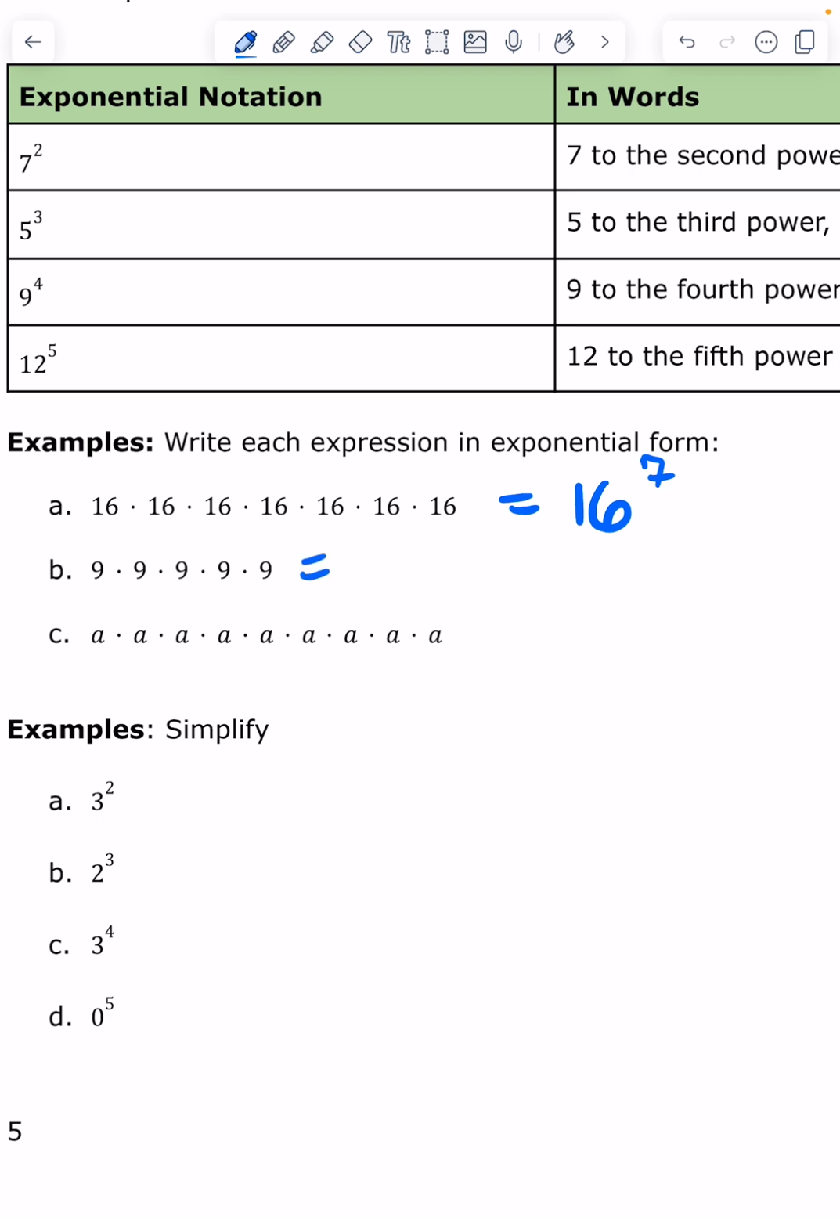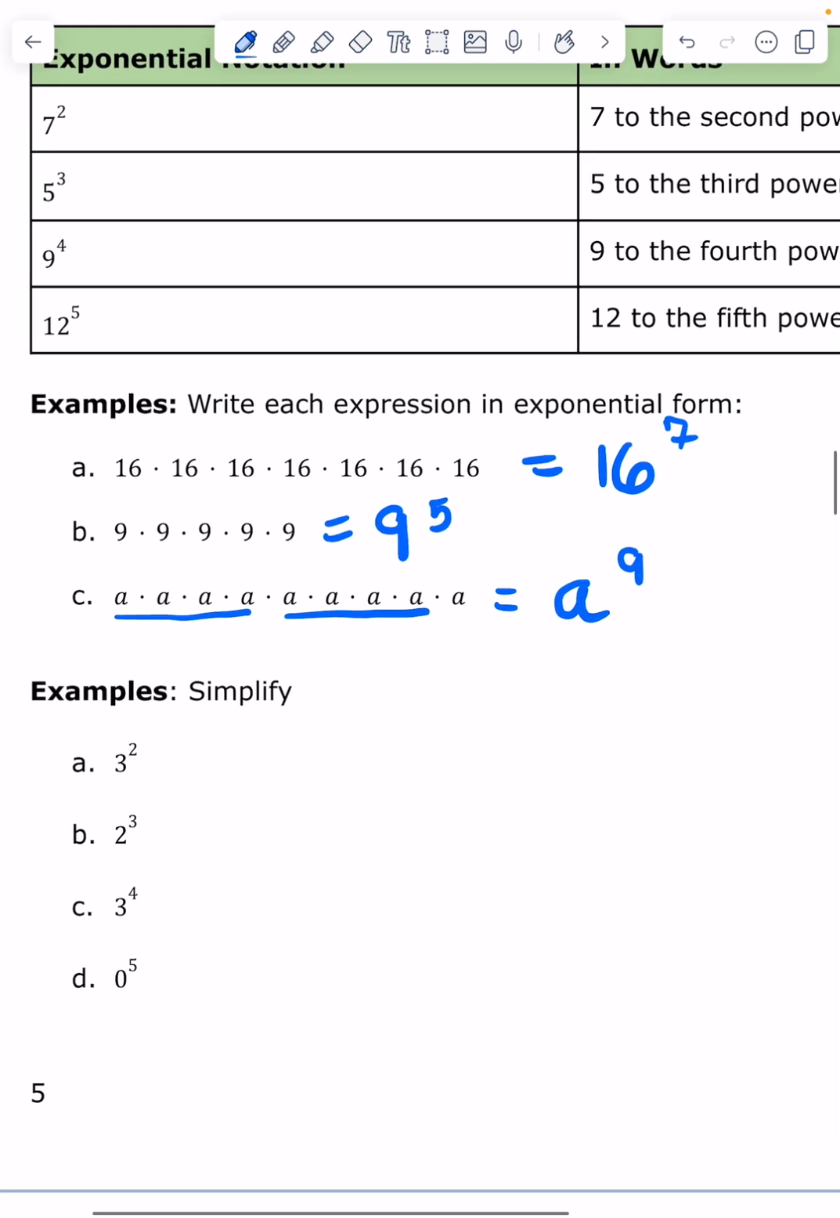B is 9 multiplied by itself 5 times, so it'd be 9 to the 5th power. And C is A multiplied by itself, let me see, I need to kind of group it up. It looks like to the 9th power. It's multiplied by itself 9 times, so A to the 9.